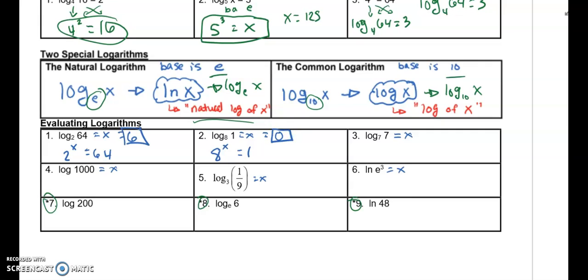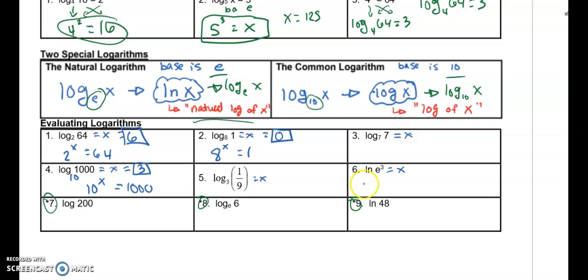Let's do number 4 here. So I have log with no base, just says log of 1,000. I set it equal to x. Remember, if there's no base written, we assume it's 10. So I'm in log form. That means I'm looking at BAE, B-A-E. So my base is 10. My answer is 1,000, and my exponent is x. So 10 to the x equals 1,000. Let's see, 3 zeros. That means we have to be 10 to the third. So this would equal 3.